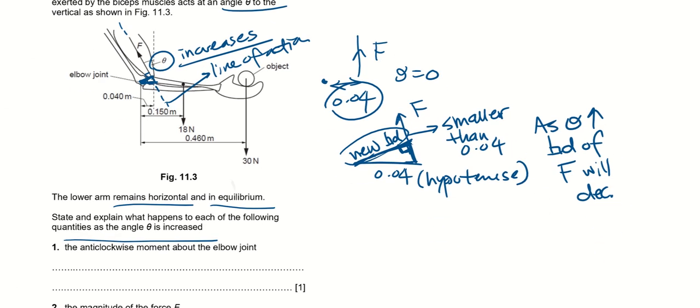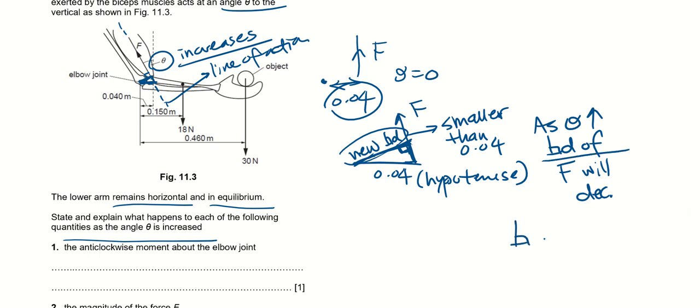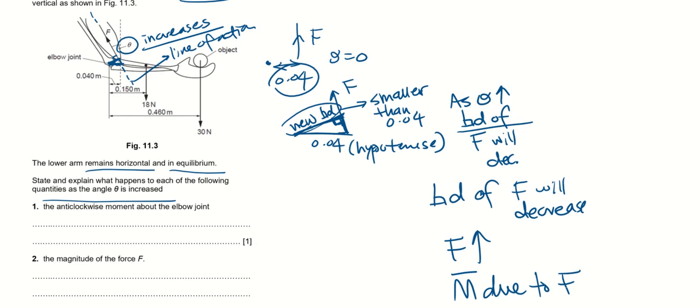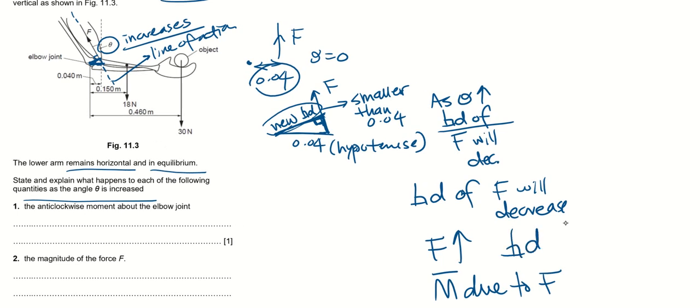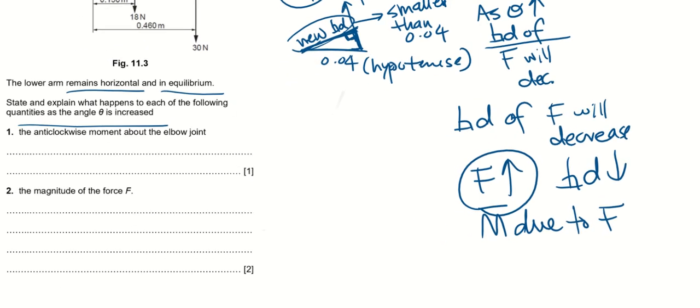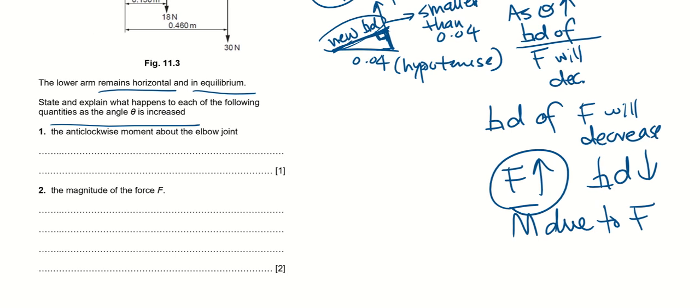So what does it mean? That means my F will now have a smaller perpendicular distance. Perpendicular distance of F will decrease. That means my F will have to increase, because in order to keep the same moment due to F, the perpendicular distance went down. Therefore, my force will have to be larger. But I'm not explaining according to a question, so let's go back to the question.